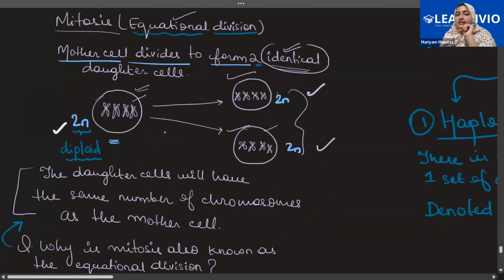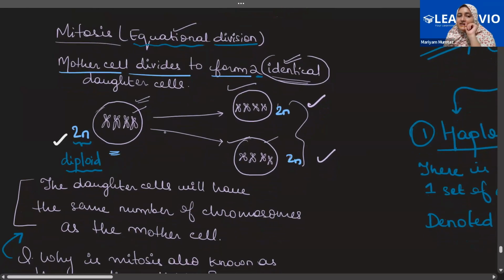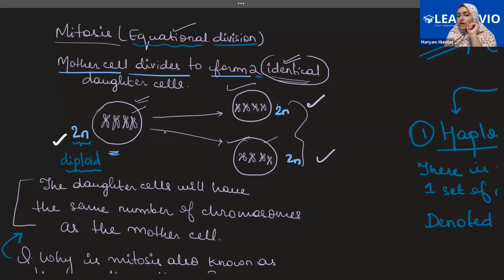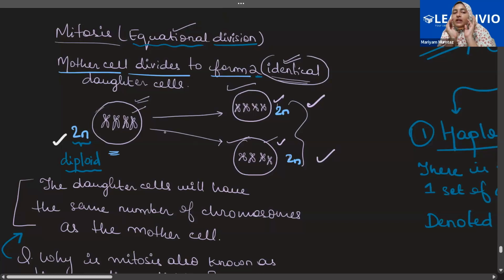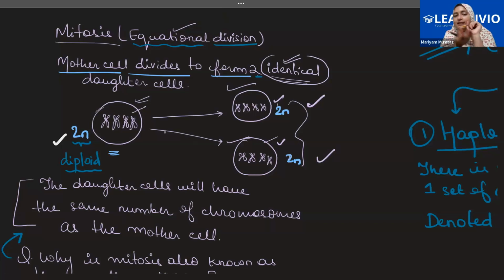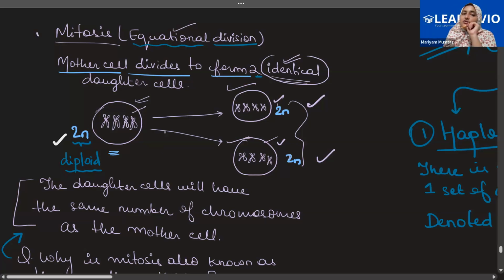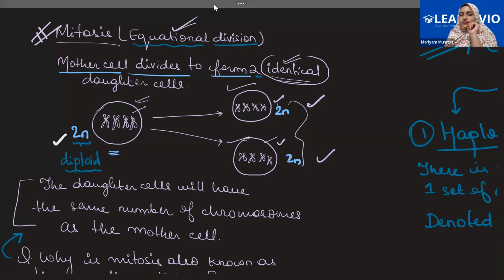Now, mitosis is the cell division in which one cell divides and forms 2 daughter cells. These 2 are the daughter cells. Here the mother cell and the daughter cell will have the same number of chromosomes. For example, if the mother cell had 2n chromosomes, the daughter cell will also have 2n chromosomes. And this is the reason why mitosis is also known as equational division, because the mother and the daughter cells have the same number of chromosomes.